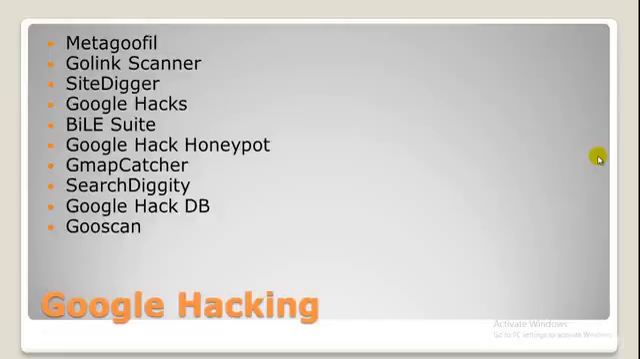Then we have Google Hack Honeypot, which is the reaction to a new type of malicious web traffic actually, and it is a search engine for hackers, and you can go ahead and check it at ghh.sourceforge.net. GHH implements the honeypot theory to provide additional info security to your web presence. We have Gmapcatcher, Search Diggity, Google Hacking Database, as I showed you, and finally GooScan. GooScan is a tool that automates queries against Google search appliances, and these queries are designed to find potential vulnerabilities on your websites. So that would be it for this tutorial.